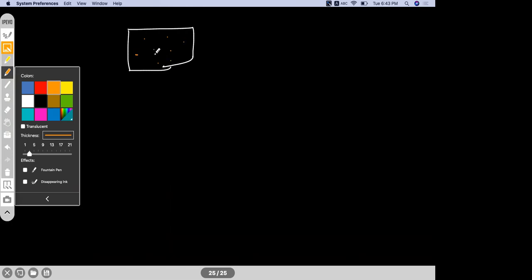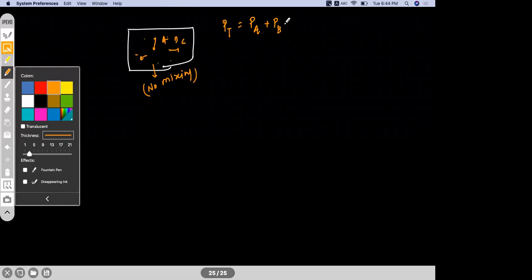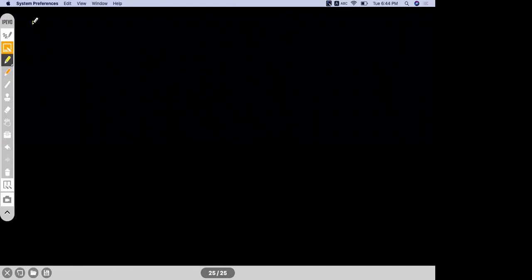In case of more than one gas, with no mixing, meaning gases are not reacting with each other, the total pressure will be the sum of the pressure exerted by the individual gases. Suppose we have A, B, C, three non-reacting gases present in this container. Then total pressure because of these three gases will be the sum of the pressure because of gas A, plus pressure because of gas B, plus pressure because of gas C. This is the total pressure we have. Now this was observed by a scientist called Dalton, and we call it Dalton's law of partial pressure. Okay, so write down the heading here first. The heading is Dalton's law of partial pressure.